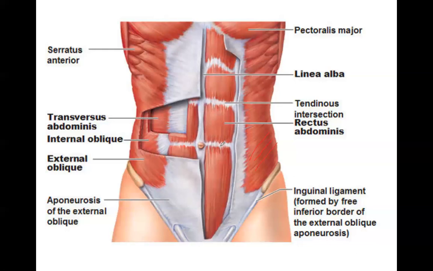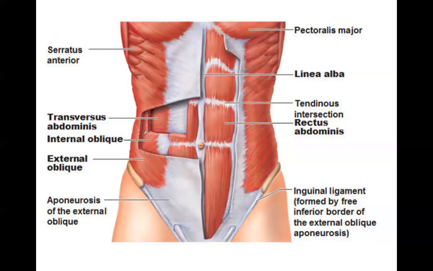The action of the rectus abdominis is to flex the vertebral column and to pull on and depress the ribs. So rectus abdominis also plays a role in respiration by decreasing the thoracic volume. So it's under the aponeurosis and running parallel to the long axis of the body. This has a parallel fascicle arrangement.